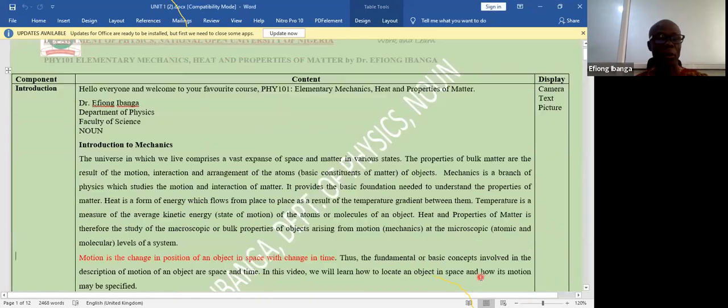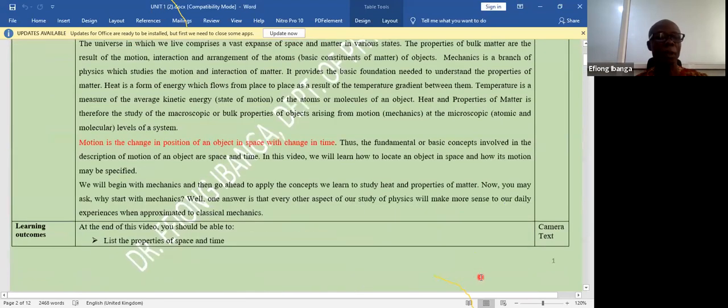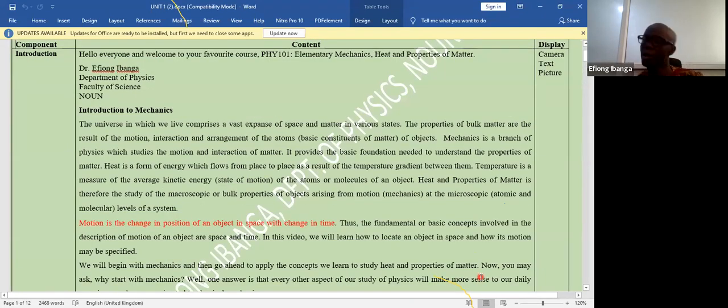Now then, motion itself, what is it? It is a change in position of an object in space with change in time. Therefore, the fundamental or basic concepts involved in the description of motion of an object are space first and then time. So in other words, space and time form the backbone of every discussion that touches on motion. Because if you cannot locate an object in space, then you cannot talk about the change of its position with time, and therefore you cannot describe motion.